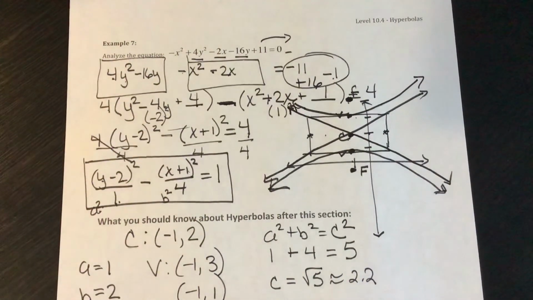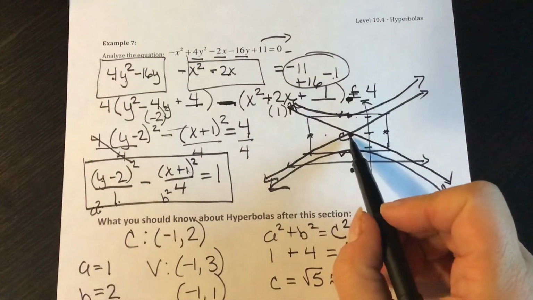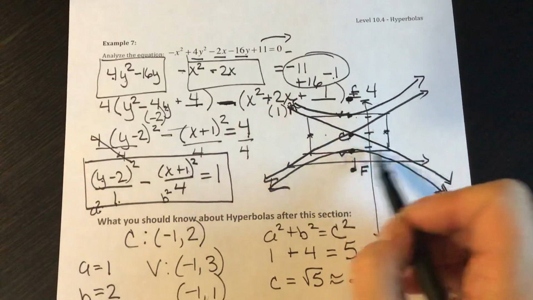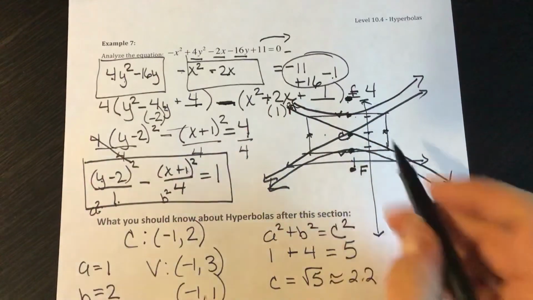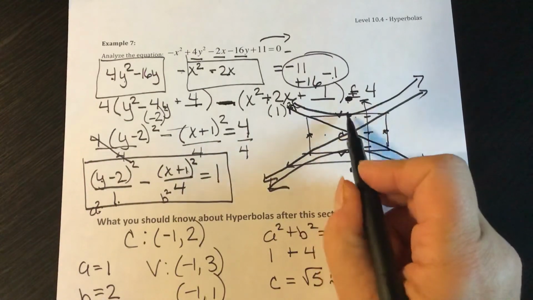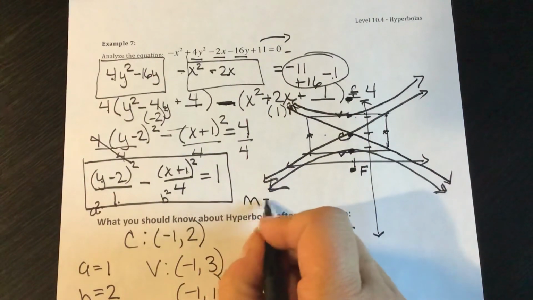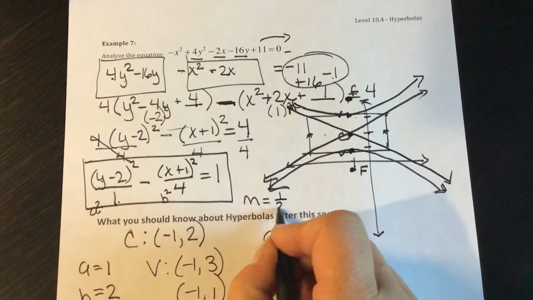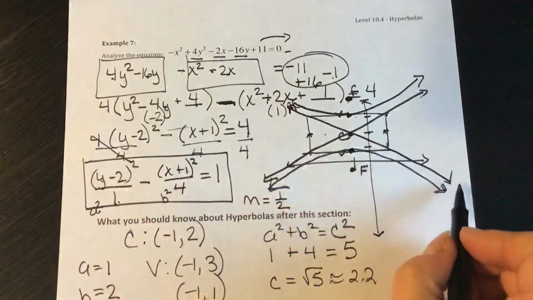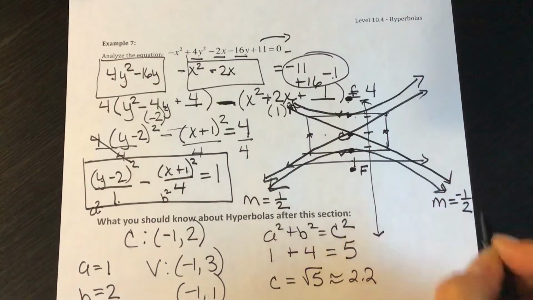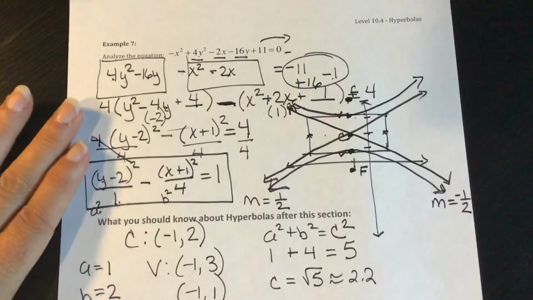And the very last thing that we need to do is we need to find the slope of these diagonals. So from my center, I'm going up 1 over 2. So my slope of this one is +1/2. This line is negative, it's going down. My slope is -1/2. And that should be it.